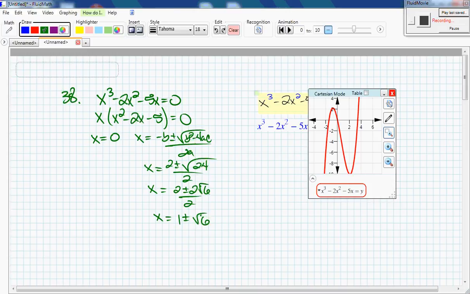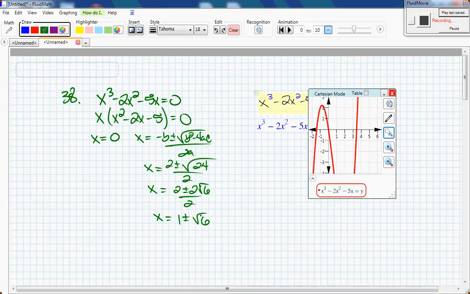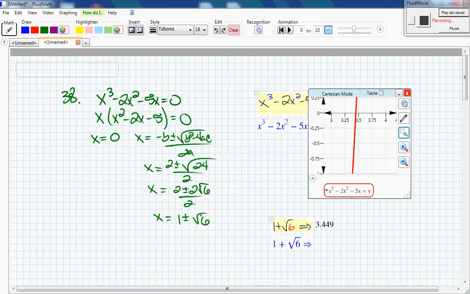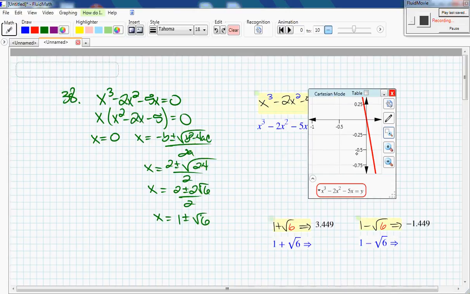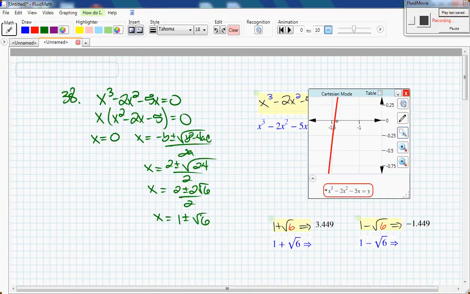Now, let's double check here. We have our 0, okay? 1 plus the square root of 6 is equal to 3.449, which looks like that one. Very good. And then we have 1 minus the square root of 6, and that equals -1.449. And there, it looks like we have that.